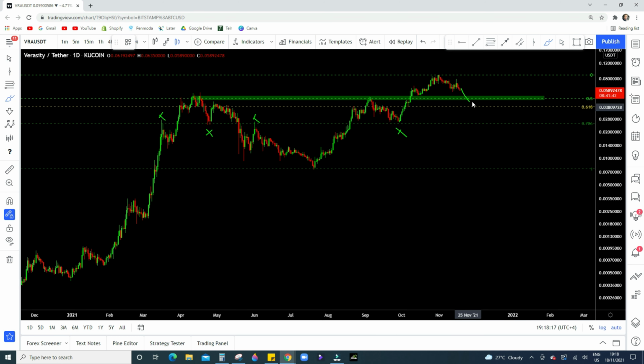So if the price does not hold its ground around the 0.5 Fibonacci retracement level, there is a higher probability that we can drop down from here towards the 0.786 Fibonacci level, because the 0.618 is most likely not going to survive. But even if that happens, at some point over here we're going to see the price retrace further and continue its uptrend. So these are the two most viable scenarios for Verasity at the moment.